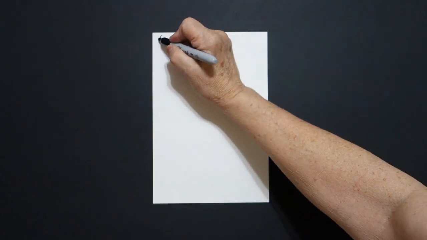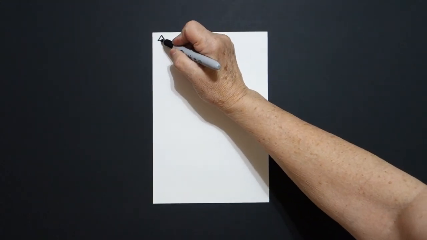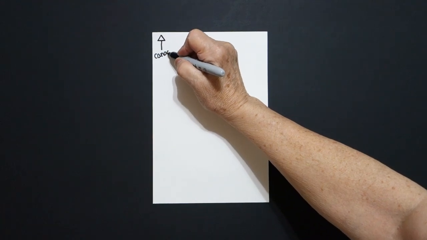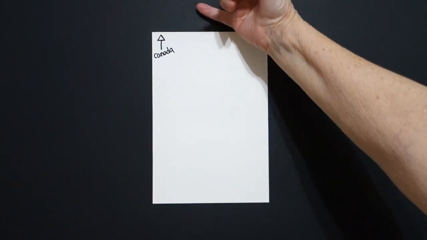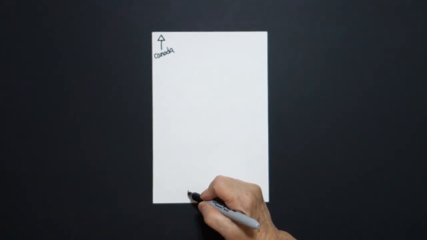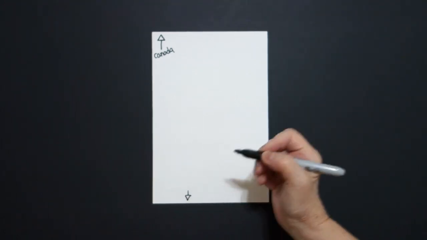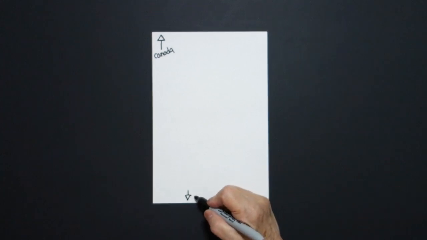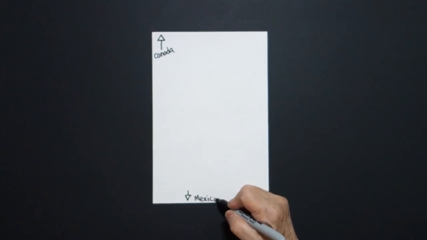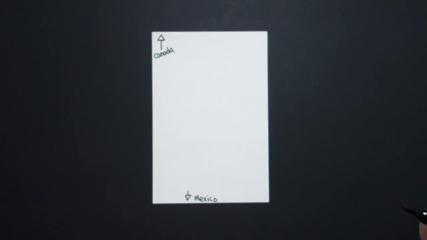But before I even do that, I'm going to put a triangle and a straight line, and I'm going to write the word Canada, because that country is north of the Pacific region. I'm going to come all the way down to the bottom, and I'm going to make a triangle and a straight line, and I'm going to write Mexico, because that is the country south of that region.